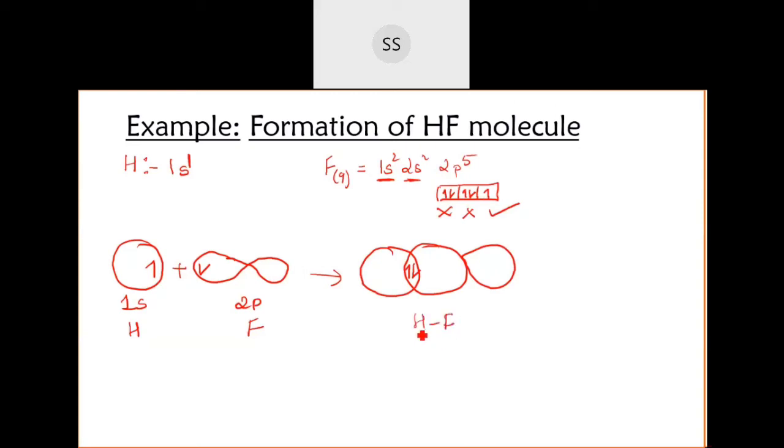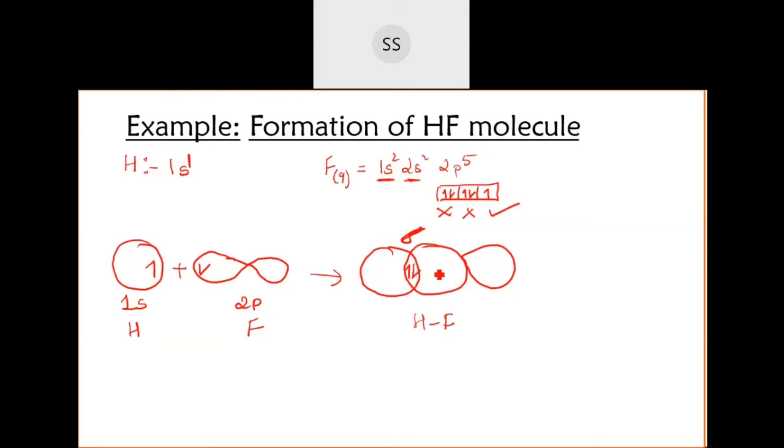I hope it's clear. This is the formation of the HF molecule, and this is the second type of overlapping. The bond formed is called a sigma bond itself. The first type I told you is s and s orbitals overlapping. The second type is where s and p orbitals overlap, but they overlap on the axis itself. In one particular axis they are overlapping, so the bond formed is called a sigma bond. This is the second way a sigma bond can be formed.